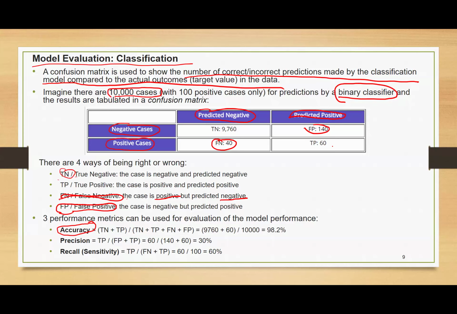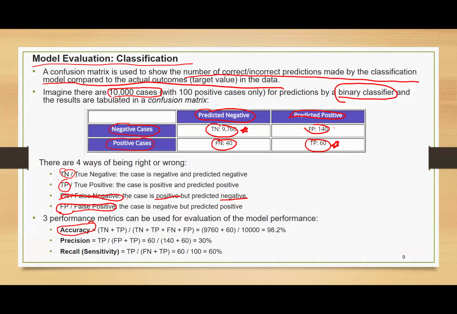And the last one is here. True positive means your prediction is positive, and the true case is also positive, which means you are correct. So we can see that true negative and true positive mean that you are doing correct classification.